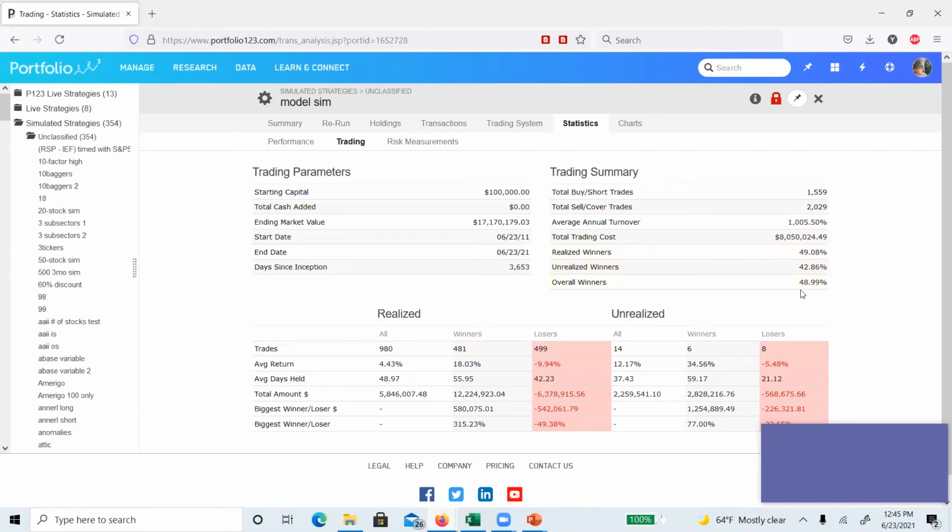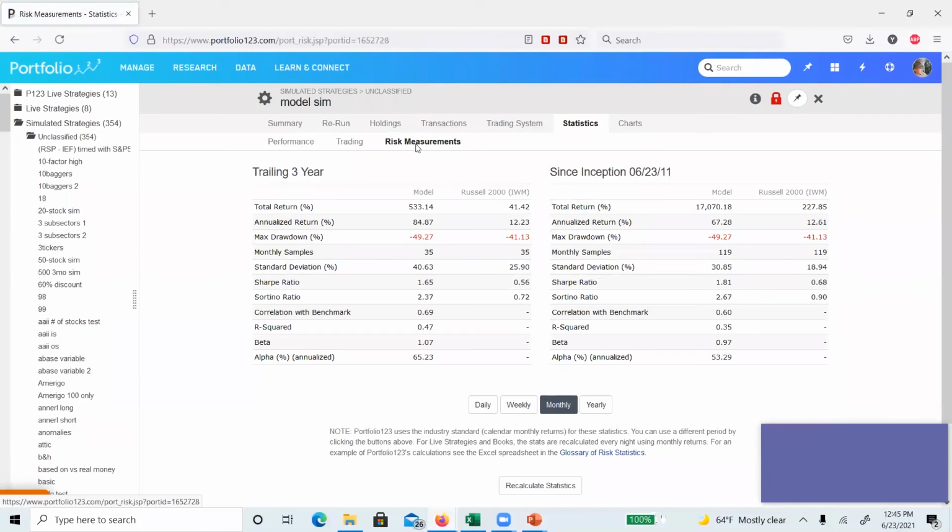under 50%. Risk measurements, if you're into this kind of thing: Sharpe ratio, Sortino, correlation, R squared, beta, alpha. I like to use the weekly ones, which are calculated slightly differently. And so this is my bottom line right here. So that's the kind of thing that you can get from these stats.